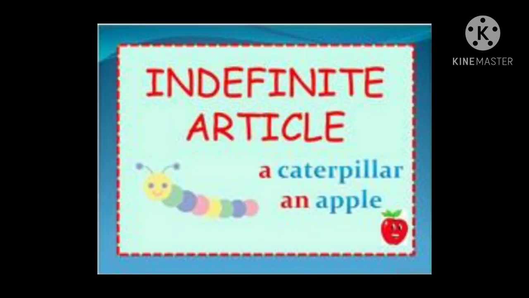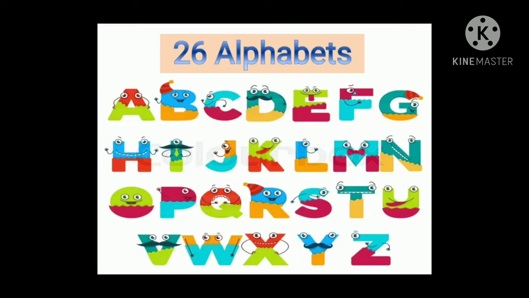Let's start with the indefinite articles. We'll understand what an indefinite article is, and where we use a and where we use an. Okay, so let's start with the concept of a. Before we proceed, we all know that there are in all 26 alphabets in English, starting from A to Z.